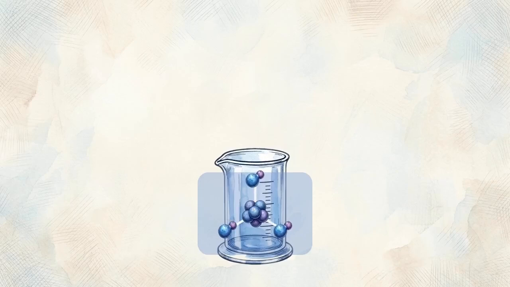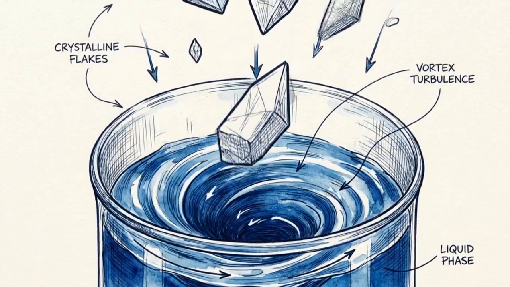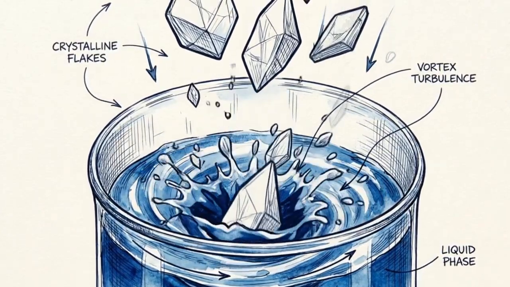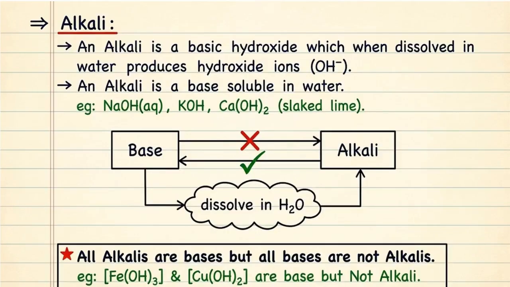This reliance on dissociation creates a specific subcategory of bases, governed entirely by the physical gateway of water solubility. This diagram outlines the relationship. An alkali is a basic hydroxide that successfully dissolves in water. It is a base that passes the solubility test. As the rule below states, all alkalis are bases, but not all bases are alkalis.